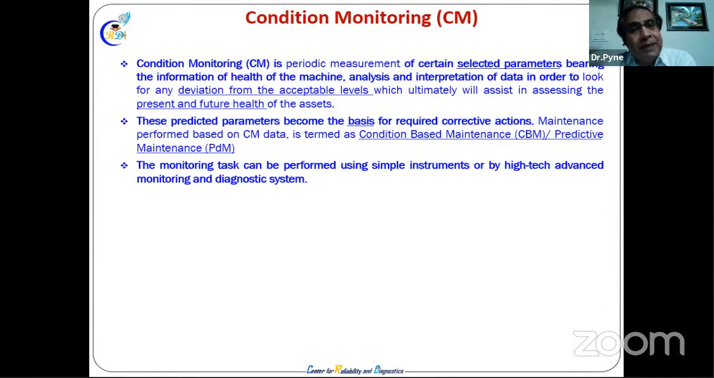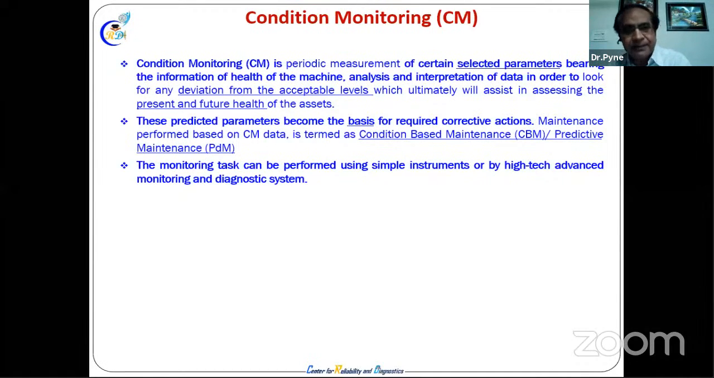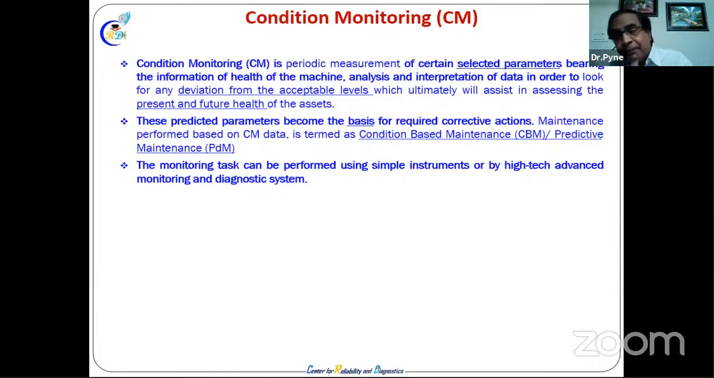So there are lots of things available, the latest technology, because it is better to predict. Instead of opening the pump's bearing at a certain time, which we call time-based maintenance, scheduled maintenance, that is called preventive maintenance. Okay, that is time-based. Instead of opening certain things unnecessarily when it is good, it is better to predict.